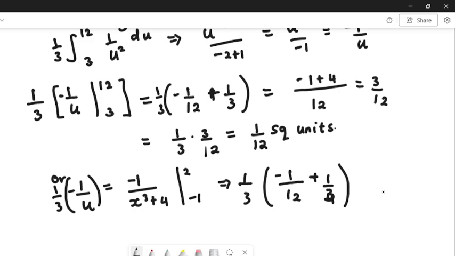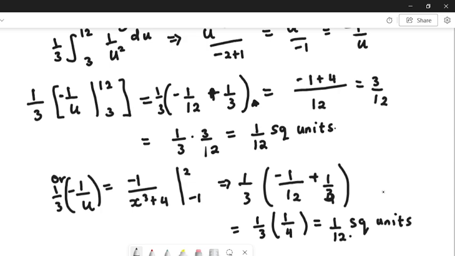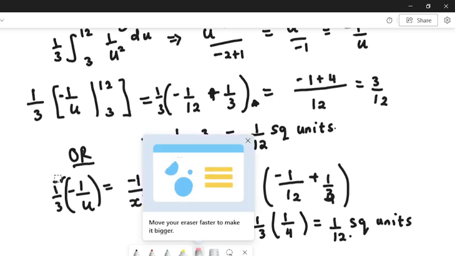So you can see we are going back to the earlier step. In the end, you will still end up with a third times a quarter after simplification, which takes you back to 1/12 square units. So either of the two will work. You can choose whichever between the two, choose one and then work with it.